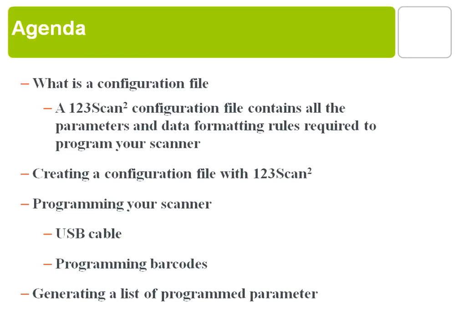A configuration file for 123scan2 contains all the parameters and data formatting rules required to program your scanner. It can exist in two formats. It can exist electronically and be used to program your scanner via USB cable, or it can exist in the format of a programming barcode. So now let's go ahead and create a configuration file within 123scan2.